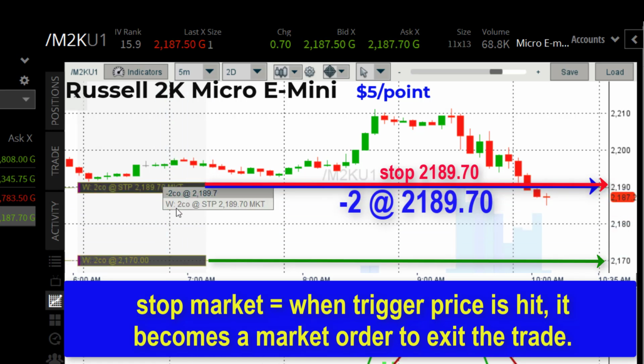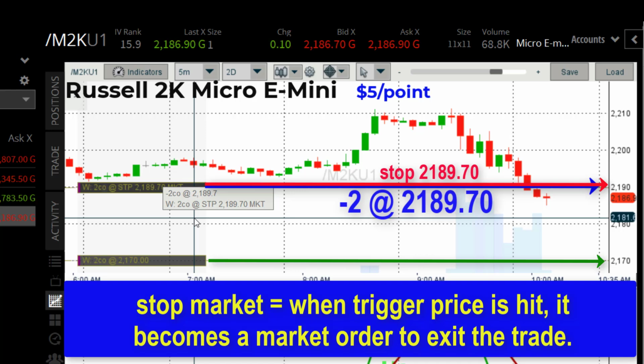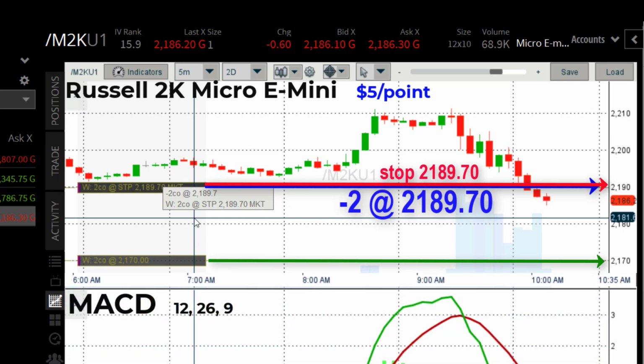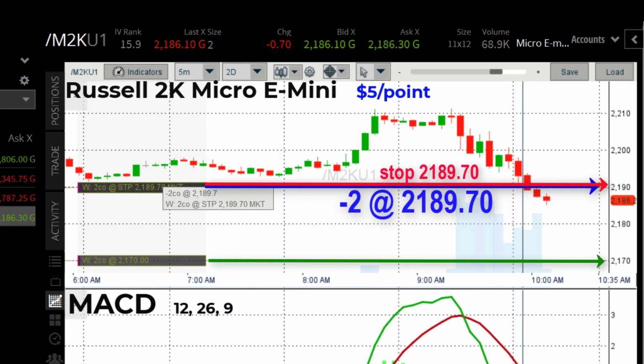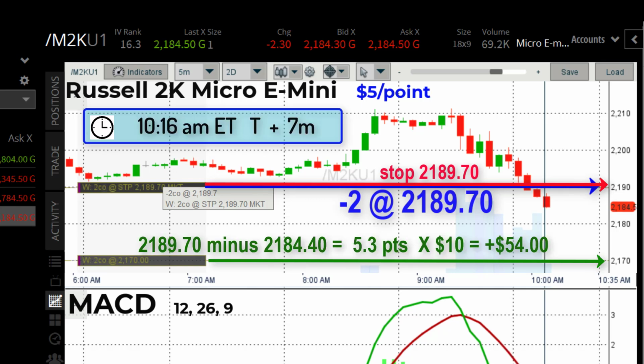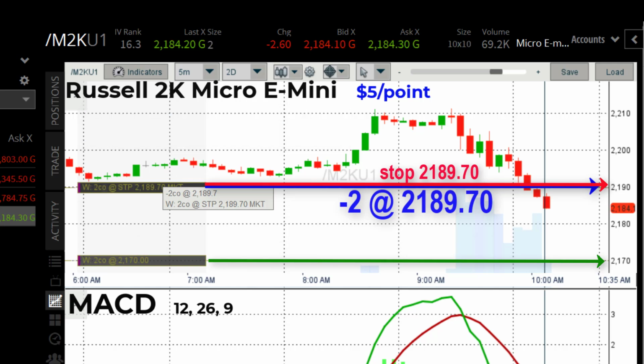So now I'm at 2189.70, which is exactly break even. And so this is now what I call a free trade. It isn't free, of course, but it's a good way to think about it. You can't lose any money out of your account. And now we're trading down at 2184, so we're almost $50 up in this trade right now. That's great. We're about 7 minutes into the trade, 10:16 Eastern Time.